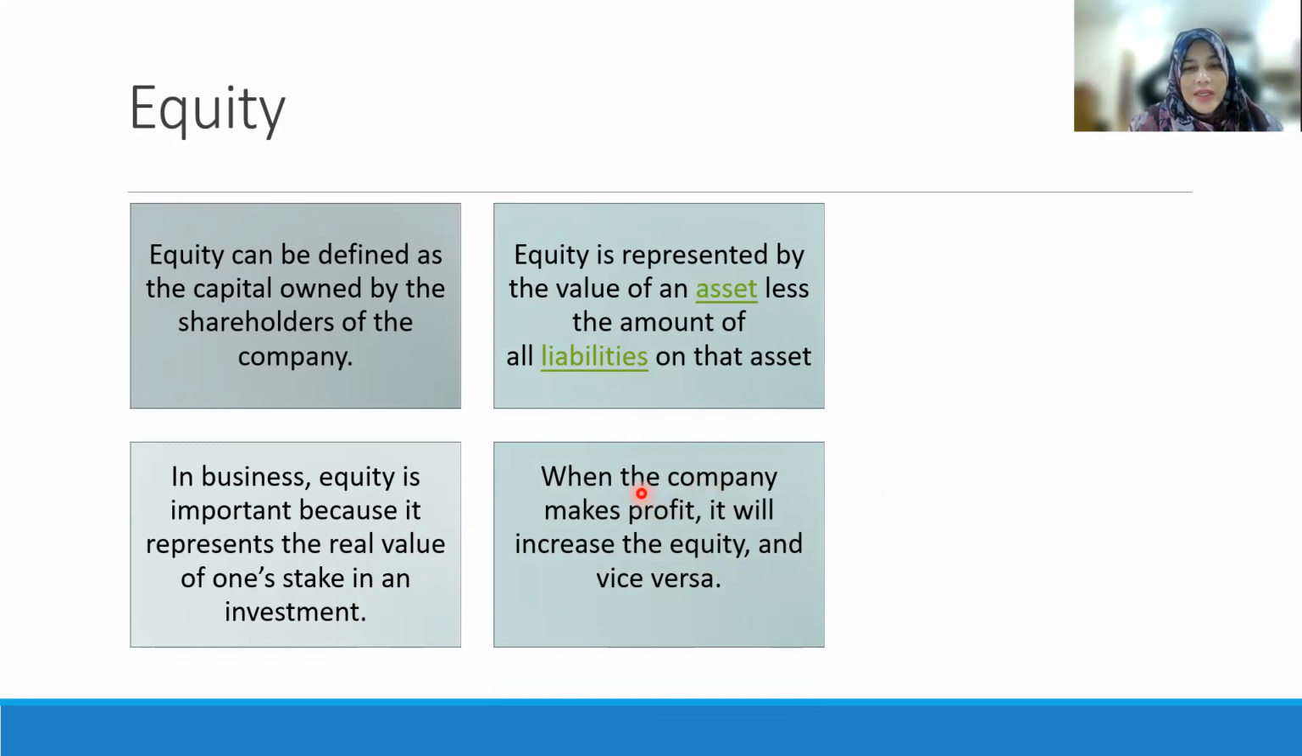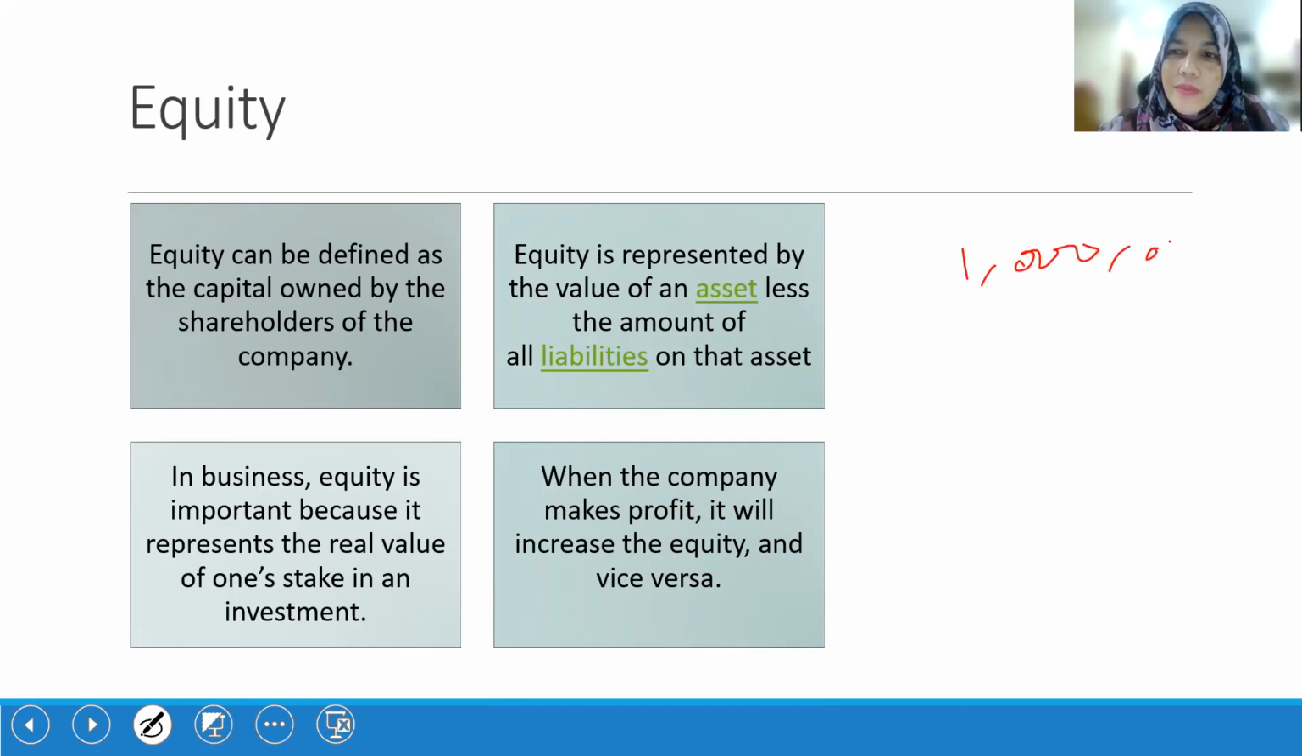So what does it mean? When the company makes a profit from the business, definitely it will increase the equity. So let us just draw a bit. Let's say the business starts with 1 million. Using this amount, the company buys a building, motor vehicles and machinery, and they also buy inventory and raw materials to produce goods. This is the capital, right? Capital.